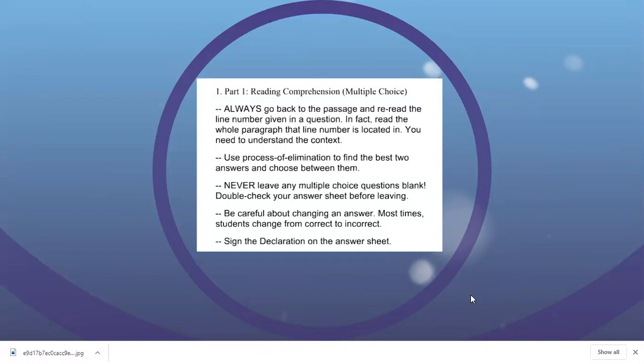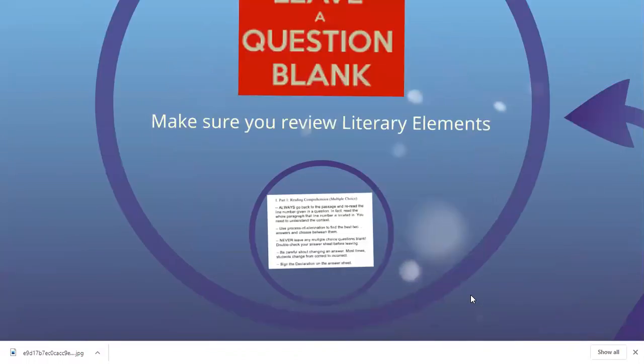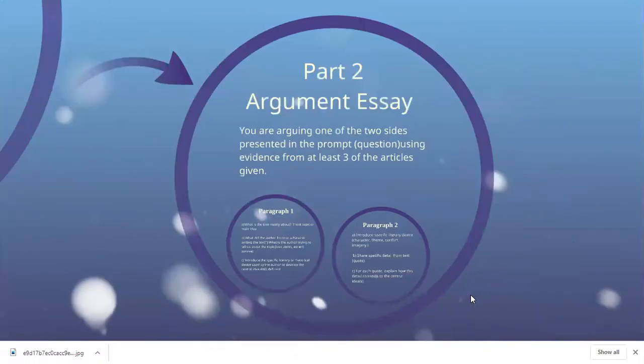Never leave a multiple choice question blank. It's better to guess than not guess at all, right? Because say you're running out of time and you have a bunch of ones left. If you guess the right answer, then you get a point, right? And if you left it blank, you just get it wrong. So always, always, always put something into the multiple choice. Never leave a question blank.